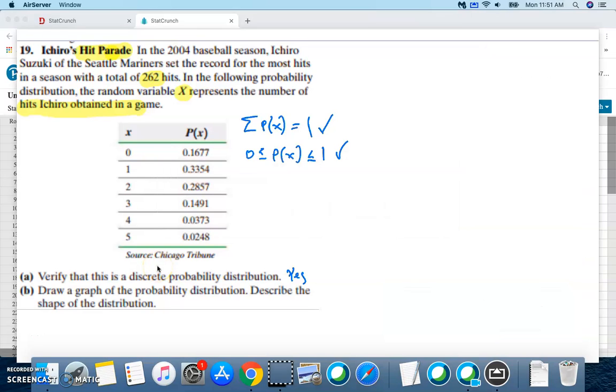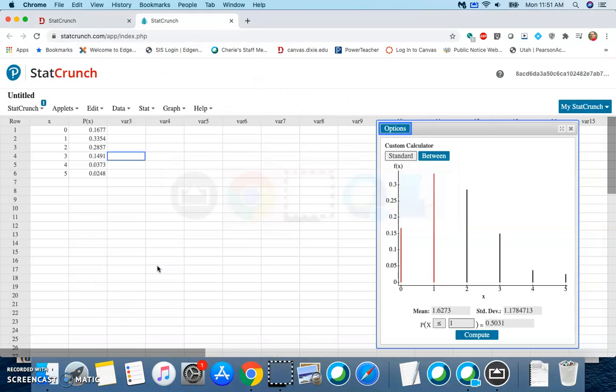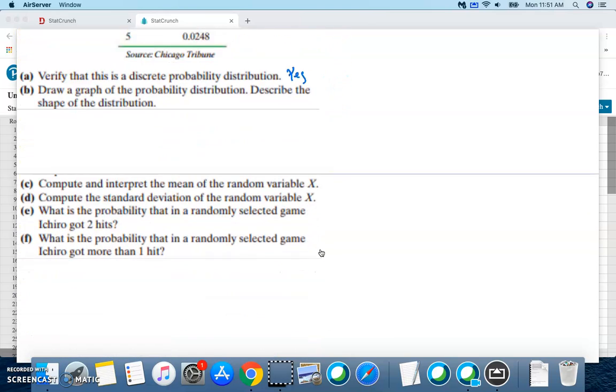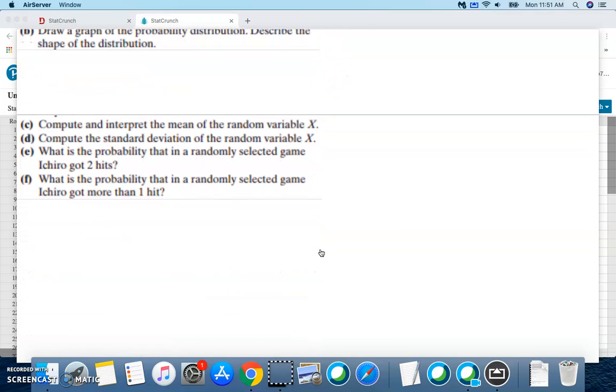Okay, this is part 2. We are looking at discrete random variables, and we're working on this question with Ichiro, who was a baseball player for the Seattle Mariners, and we verified we had a discrete probability distribution. We drew the graph in StatCrunch, so here's our graph, and now we need to compute the mean and interpret the mean.